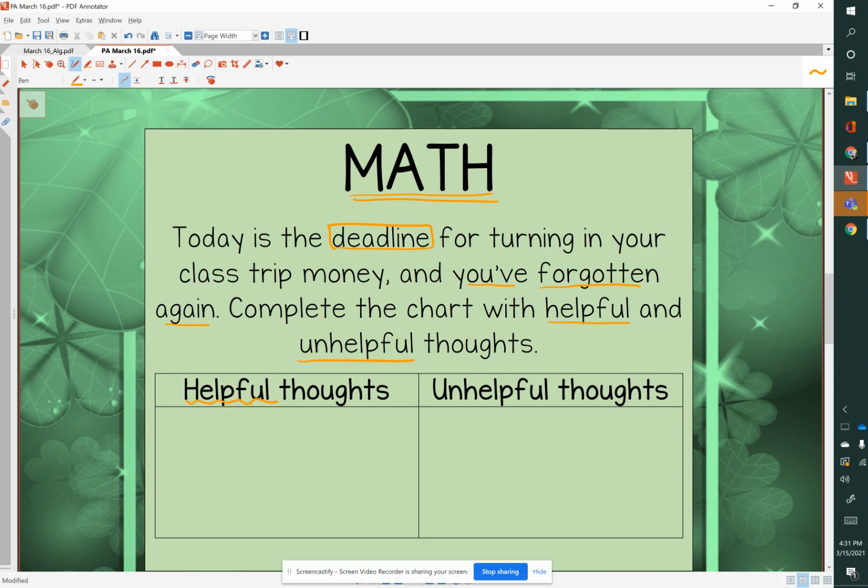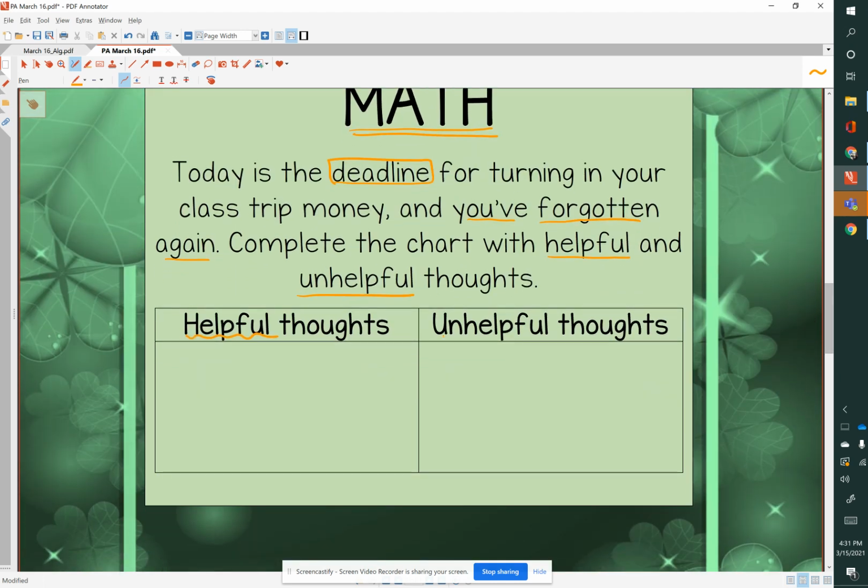Okay, helpful thoughts and unhelpful thoughts, those come all too easy for us. You might write, oh, I can't remember anything. You might write, I'm just stupid. I don't know how I'm going to ever get a better memory. I don't know why I keep forgetting.